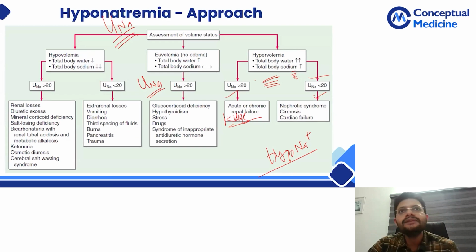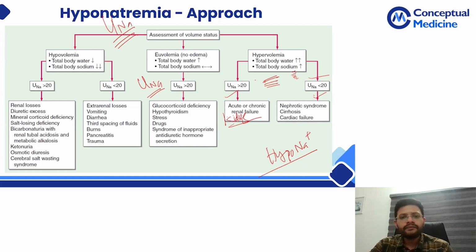Here, what do you do? You just give saline to the patient. You give him normal sodium chloride, 0.9 percent, and you will have a magical response. You don't even have to use your 3% sodium chloride. 0.9 percent will do the job for you.